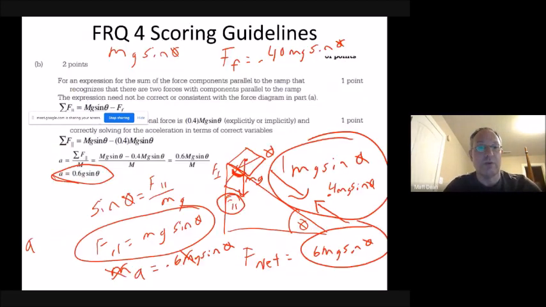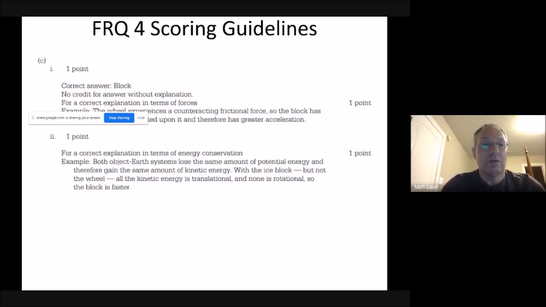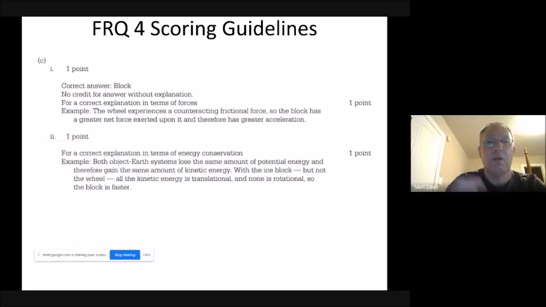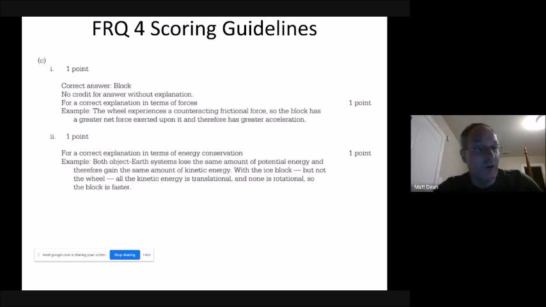Let's look at the rubric on this one. So here we're saying the block gets there first. So here it says the wheel experiences a counteracting frictional force. So the block has a greater net force acting on it. The block, the only force acting on it down the plane is the parallel component of the weight, I should say.